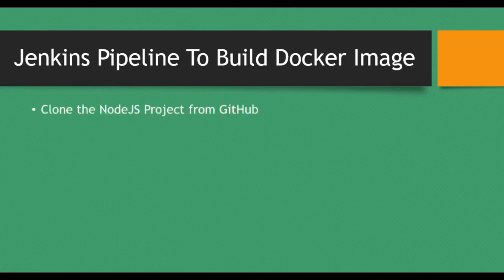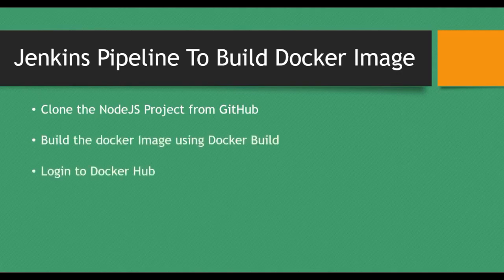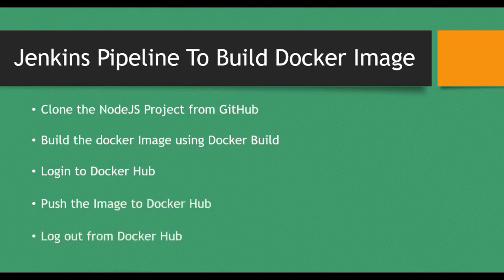So the steps we discussed: we will clone the Node.js project from GitHub and build the Docker image using the Docker build command, and we'll log into the Docker Hub, and we will push the image to Docker Hub, and then we'll log out from the Docker Hub. So these are the complete step-by-step phases. We'll have 5 stages in the pipeline. Each stage will have its actions. So we'll be able to see each phase get completed, and we'll have this image pushed into the Docker Hub.